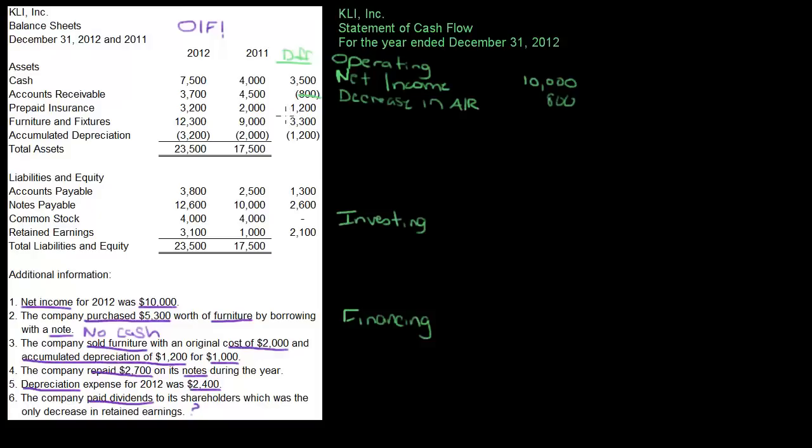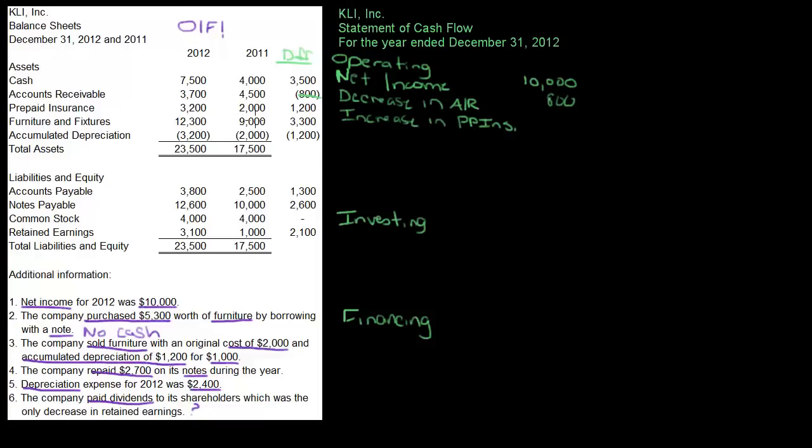Next one, prepaid insurance. Well, what happens to prepaid insurance when it expires? It becomes insurance expense, right? So this also goes in operating. So increase in prepaid insurance.